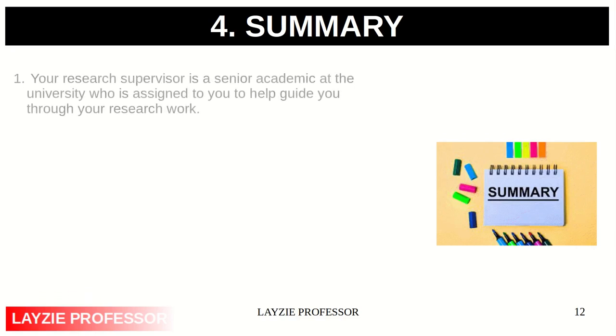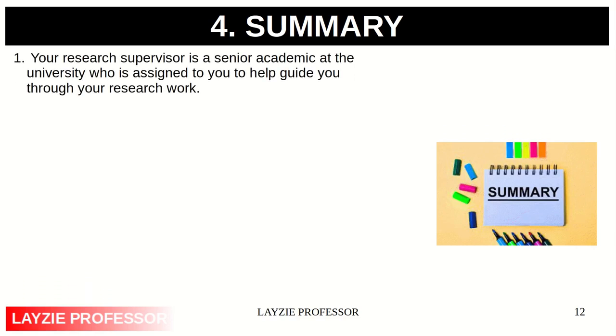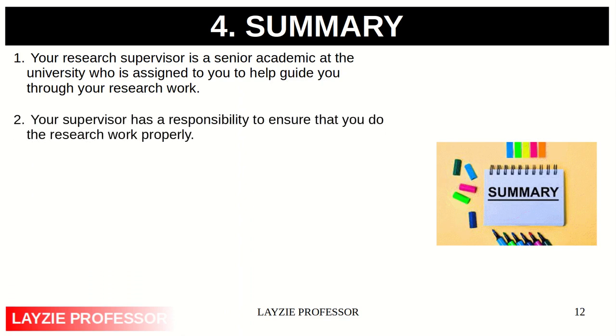So in summary, your research supervisor, who will be given to you at the beginning of your research work, is usually a senior academic at the university, and they'll be assigned to you to help guide you throughout the research work, so they can advise you, so they can help you jump over obstacles, so you can move forward with your research work. And your supervisor has a responsibility to ensure that you do the research work properly. Basically, it's a teamwork, but you are the one in front of the steering wheel.